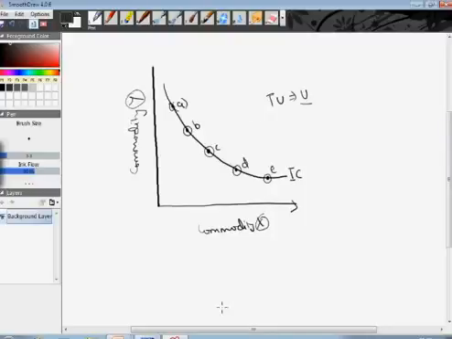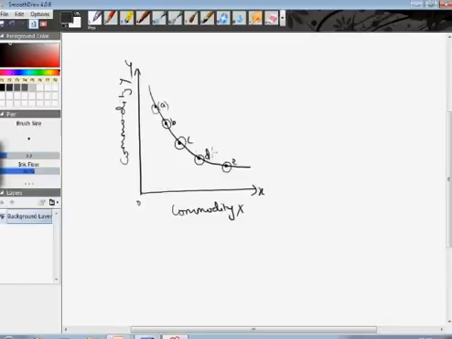Therefore, the consumer is indifferent between the combinations which may be located on this indifference curve. So this is how the consumer's behavior is analyzed under the ordinal utility approach with the help of indifference curve analysis. Now we can see here that the indifference curve is negatively sloping towards its right. Let us find out the reason why. Why does the indifference curve slope negatively towards its right?